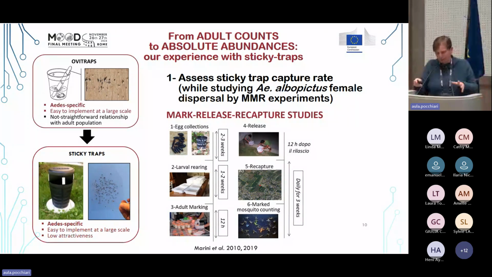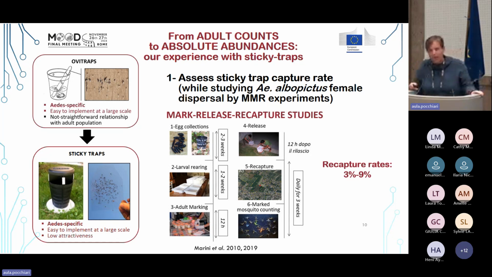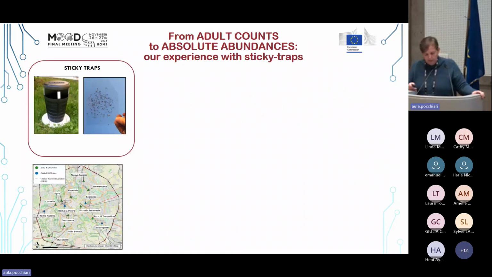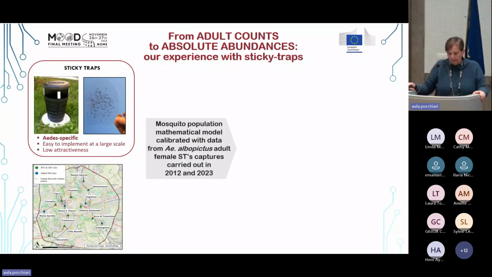But I'm not going to go into the detail of the flight range. I just want to say that we use this data to calculate the recapture rate, the relationship between marked mosquitoes against non-marked mosquitoes in the experiments. We did 6 replicates in 2 sites, and the recapture rates of the sticky trap were between 3 and 9%. And why is this important? Because this allowed us to move from counts of mosquitoes to estimates of absolute abundances. And we used this data to calibrate a model to determine the absolute abundance of Aedes albopictus in Rome.